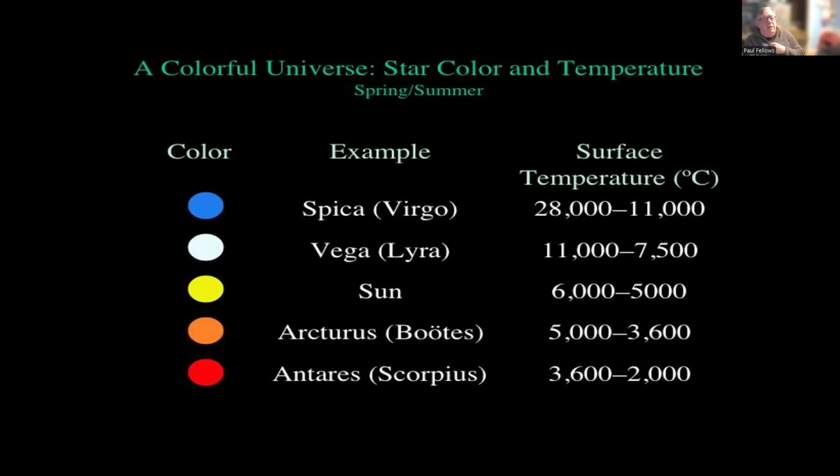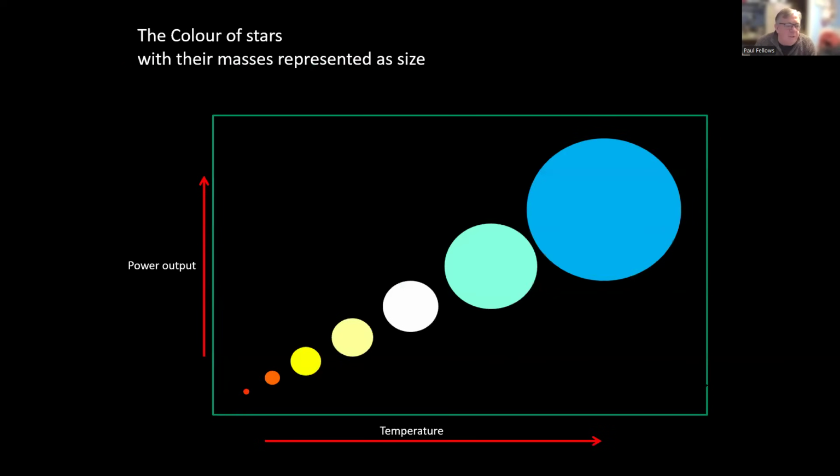And Spica, in Virgo, very much a blue star, with a temperature well up into the teens. They're getting on for 20,000. So a very, very hot star indeed. And they show those colors. You can see that with the naked eye. But we can relate the color and the temperature and the power output and the mass all together.